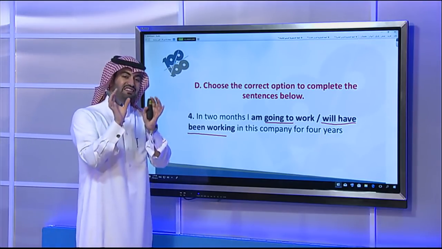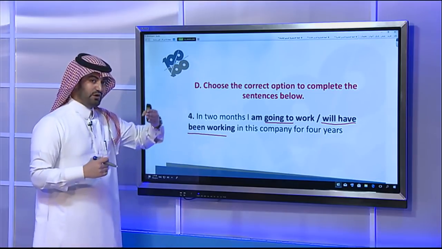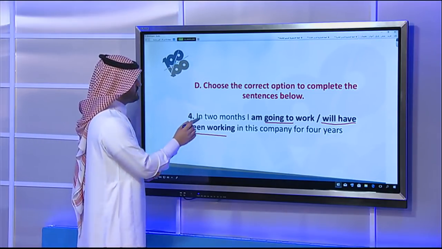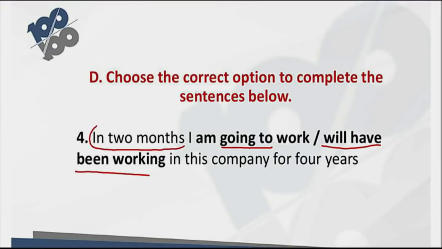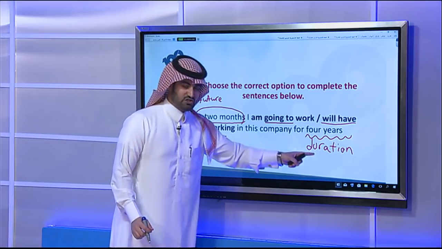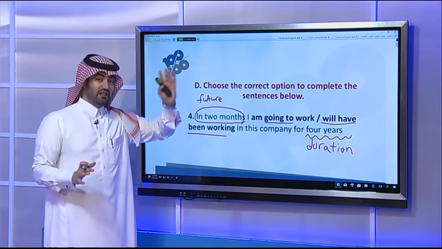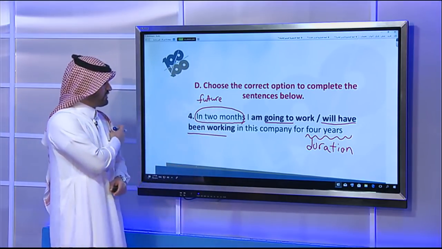We use it when we emphasize the duration of an action that will be in progress up to a certain point of time in the future. How did we know? He said in 2 months, which means after 2 months. This is future. Not now, but in 2 months, okay? I will have been working in this company for 4 years. Emphasize the duration. So when I see future and duration, the purpose of the sentence is to emphasize the duration of the event in the future. In 2 months, I will have been working in this company for 4 years.